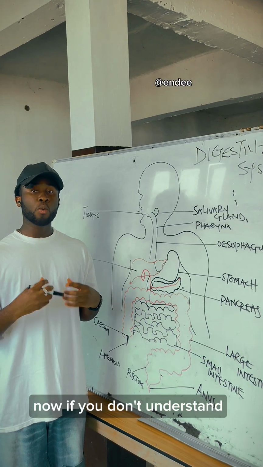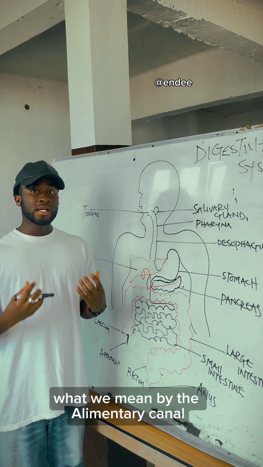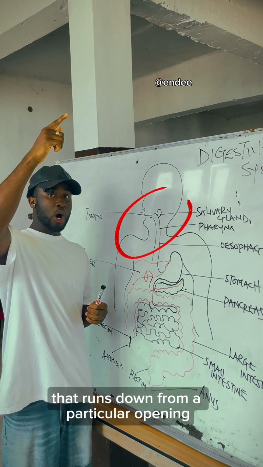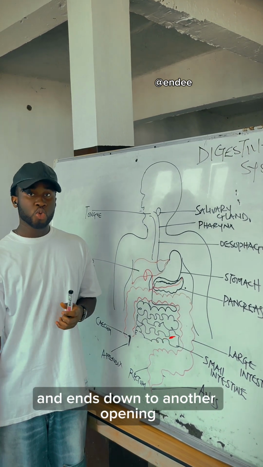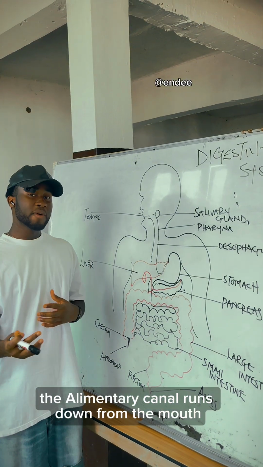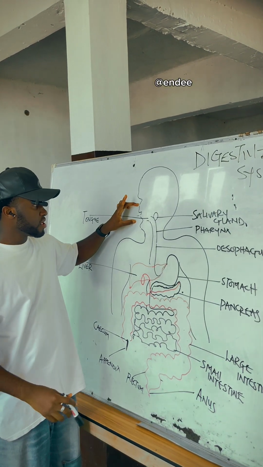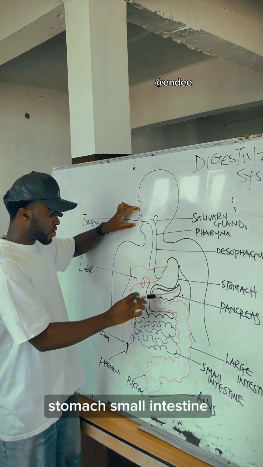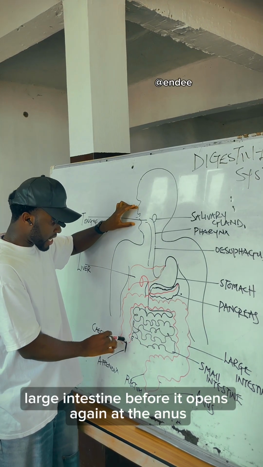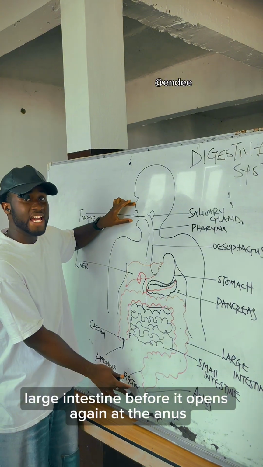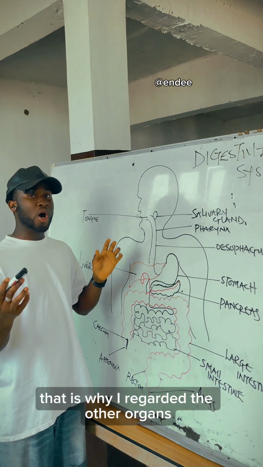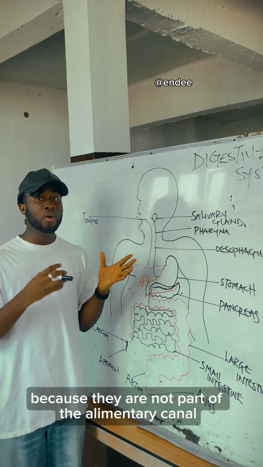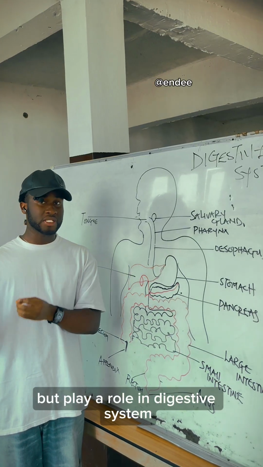Now, if you don't understand what we mean by the alimentary canal, see the alimentary canal as a tube that runs down from a particular opening and ends at another opening. The alimentary canal runs down from the mouth. It's a tube that starts from the mouth, runs down to the esophagus, stomach, small intestine, large intestine before it opens again at the anus. That is why I regarded the other organs as accessory organs, because they are not part of the alimentary canal but play a role in the digestive system.